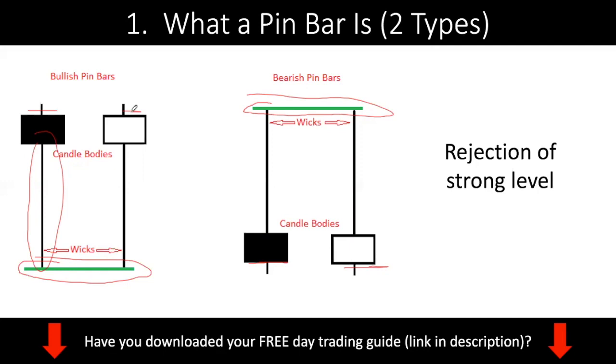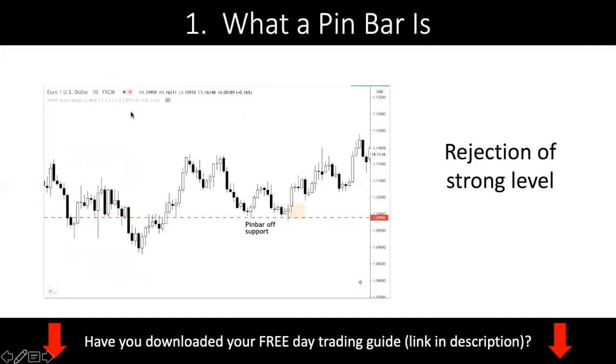They do not tell you about the other type of pin bar, which personally I prefer, because it's a flush of stops. So let me just show you this first, a chart of what a rejection of a strong level looks like.